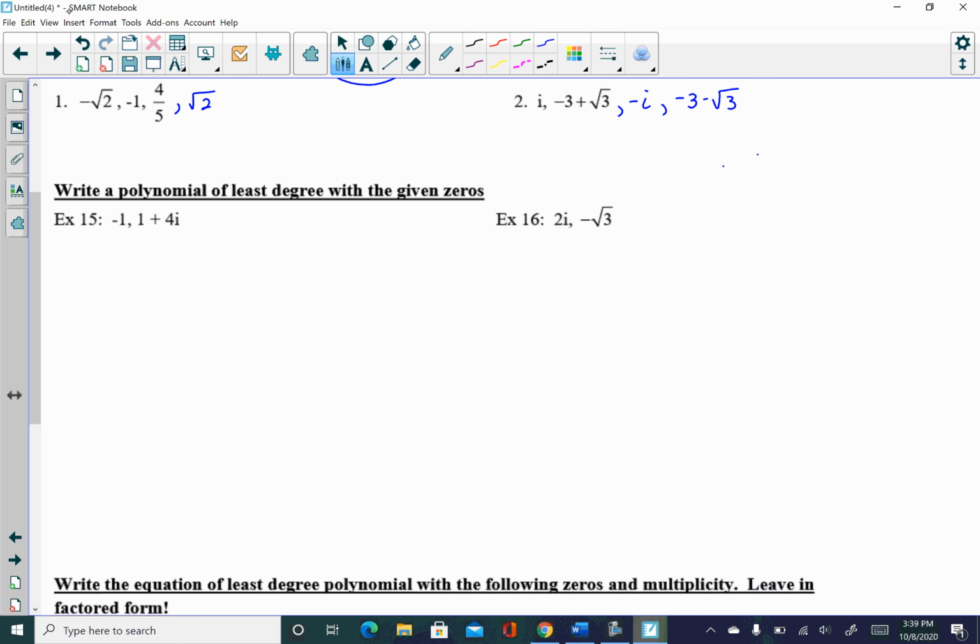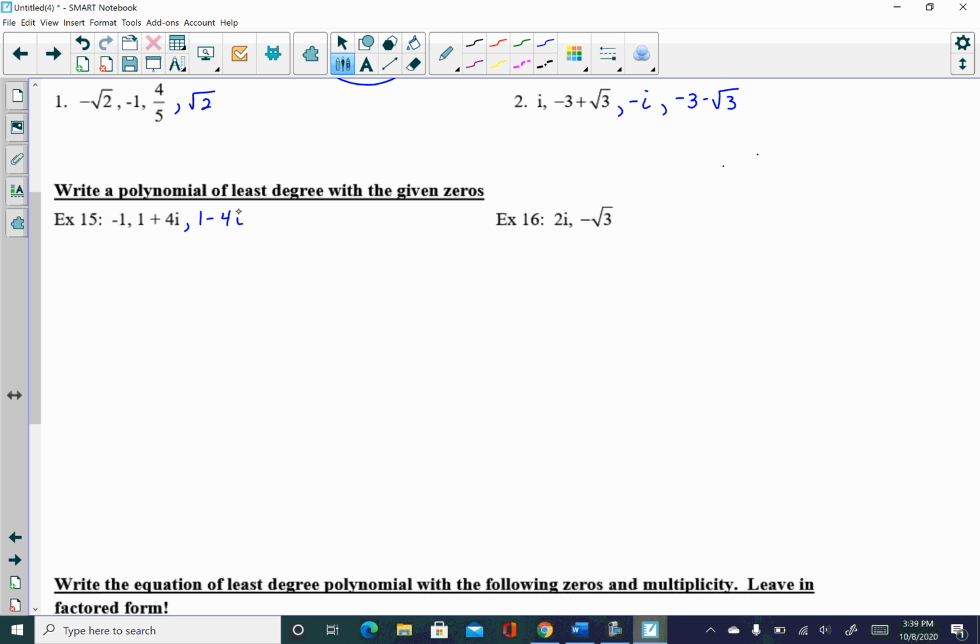All right, so if we move down to example 15, they want us to write a polynomial of least degree with the given zeros. So the first thing you need to make sure is that they've given you all the zeros. The first one they give you is negative 1, which does not come in pairs, but the next zero is 1 plus 4i. Remember, imaginary zeros come in pairs, so 1 minus 4i is also another zero.